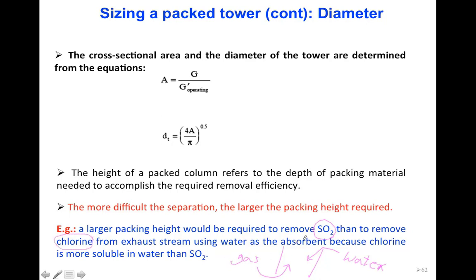Separating SO2 is more difficult than separating chlorine. The reason is that chlorine is more soluble in water than SO2. So if I want to use water to separate SO2 or chlorine, in the case of SO2, I need a taller packed bed. I need more packing to do the separation. So it really depends on the solubility and how difficult or how easy the separation is.